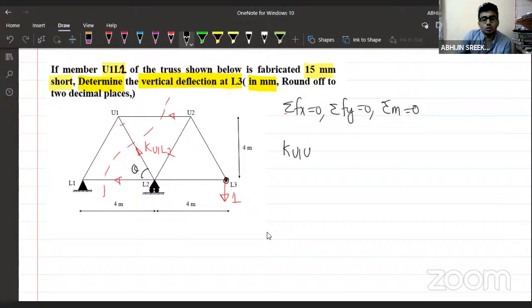KU1 L2 sine theta. I'll calculate theta. It is in the upward direction. I'm taking it as positive. But I need the reaction here, RL2. So let us calculate the reaction first.